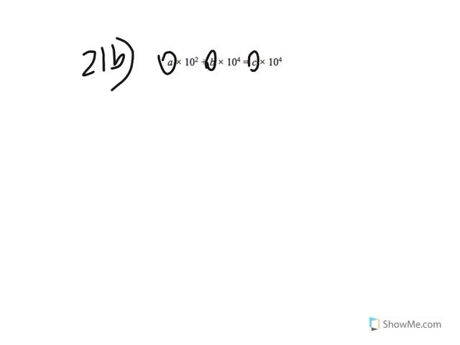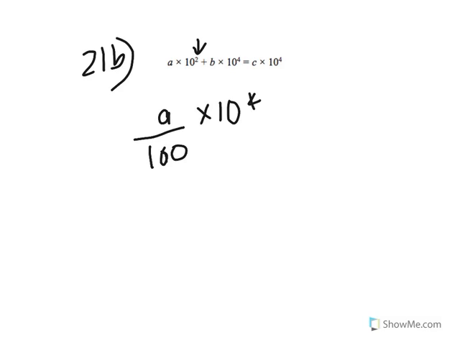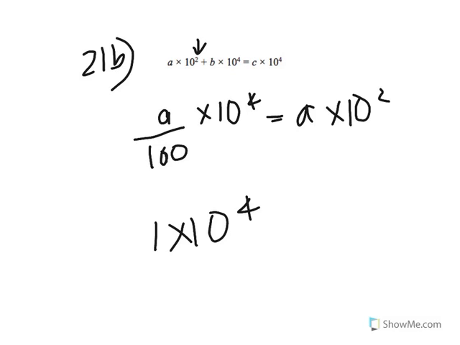Okay? But in this case, it's 10 to the power of 2, and over here it's 10 to the power of 4. So our objective is actually to get this into 10 to the power of 4. Now how do we do that? Basically what we can do is we can say that A over 100 into 10 to the power of 4 is equal to A into 10 to the power of 2. Because if you think about it, let's say A was 1, yeah?